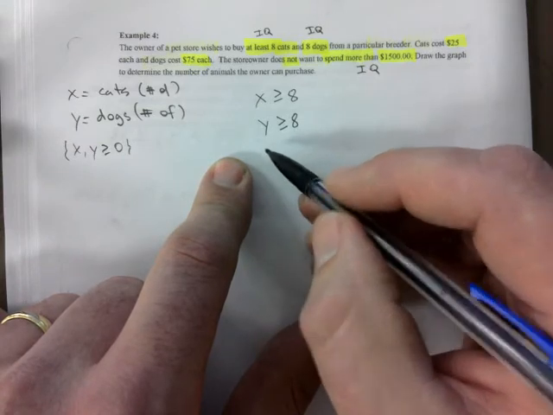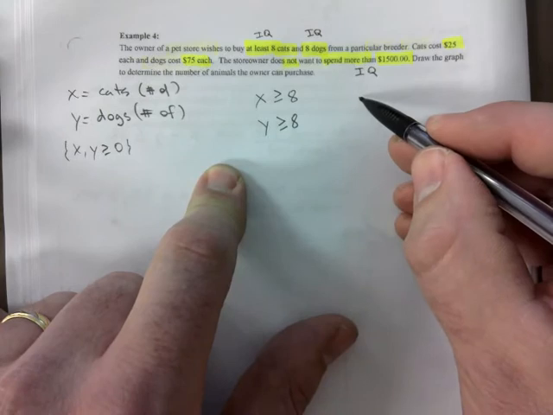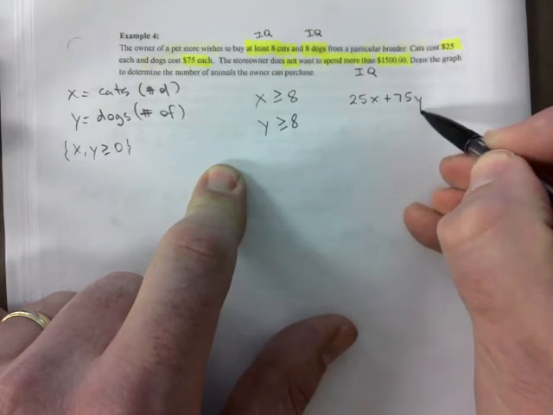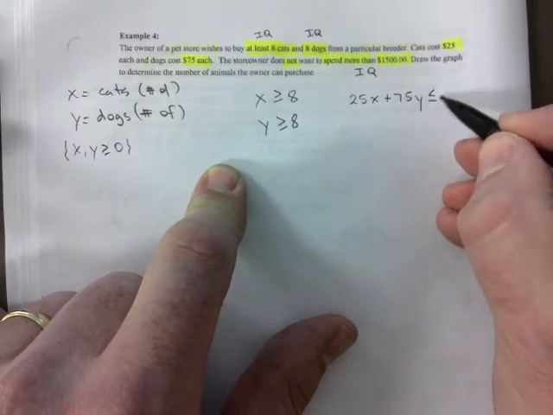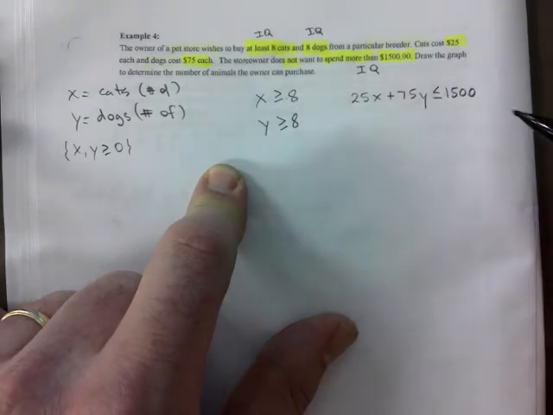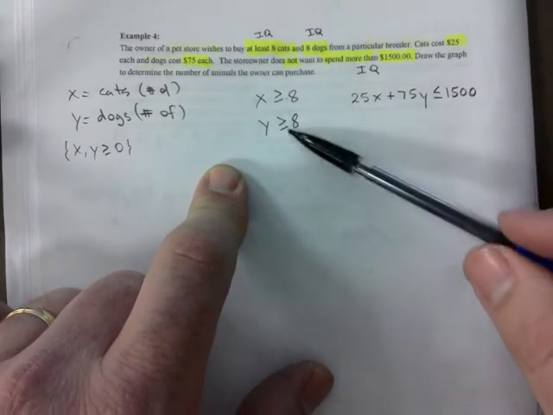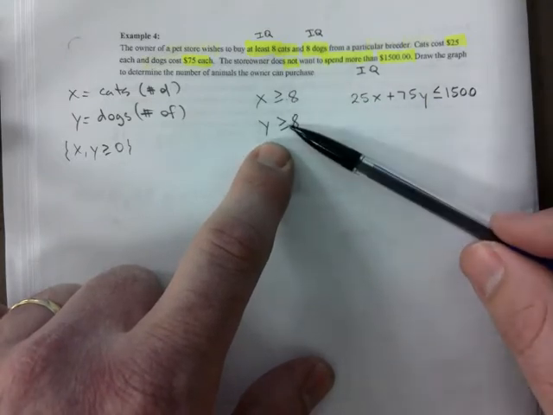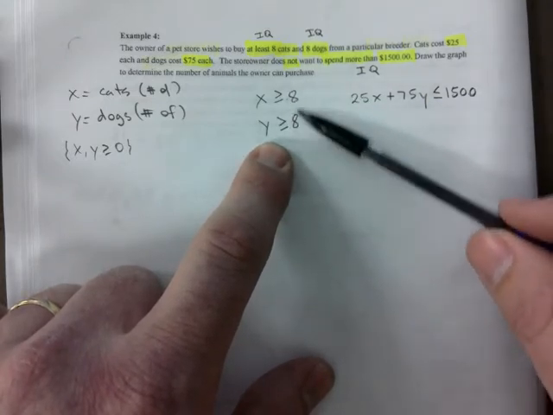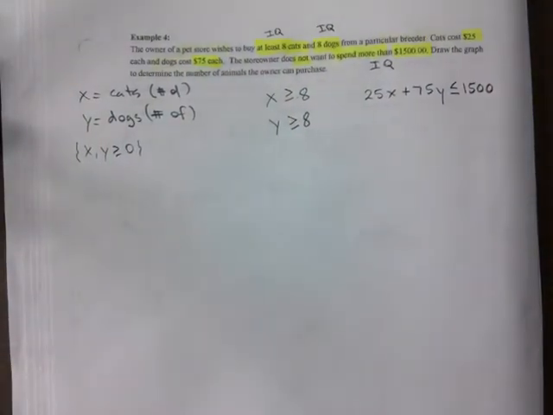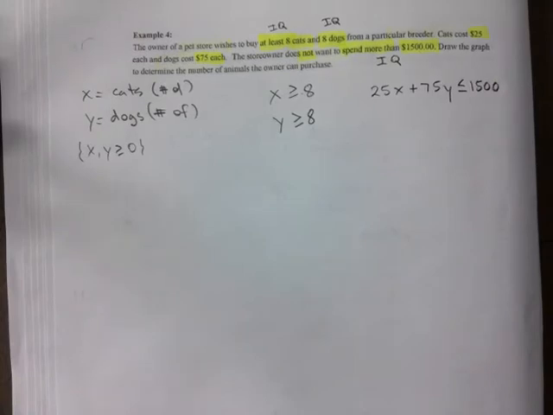And then we're talking about the cost here. I'm going to put that here. 25 for a cat and 75 for a dog. And that combination has to be less than or equal to 1,500. And so there you have your 3 inequalities. However, these two are extremely simple, easy to graph, right? Vertical line, horizontal line. You like these. If they show up, they make your lives a lot easier. I will leave the graphing to you here. I just wanted to make sure you had your inequalities before you graph.